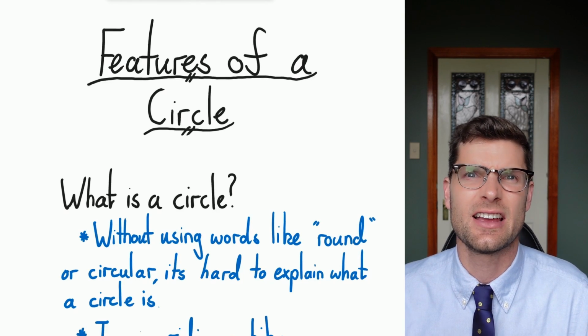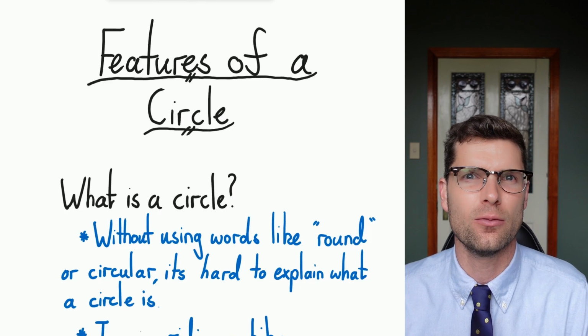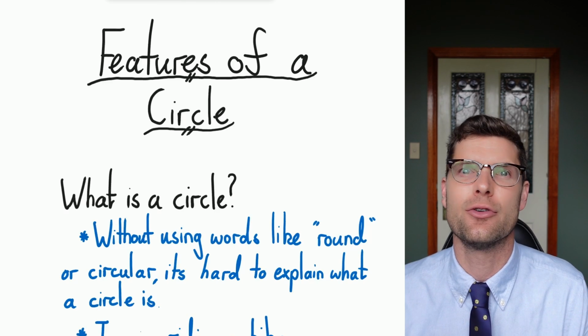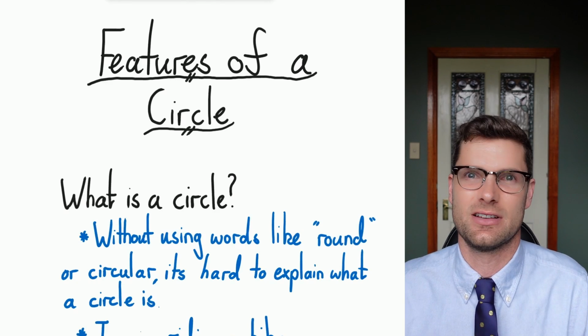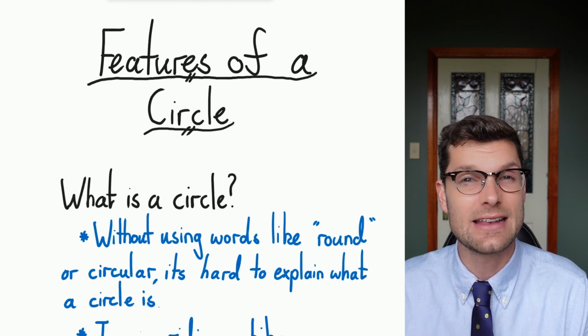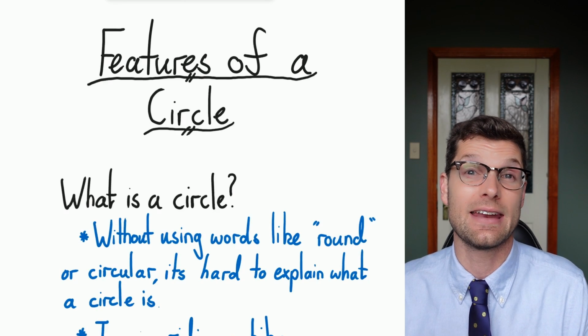So the first thing we're going to do is actually try and work out what a circle is. It's a really hard thing to define without using words like round or circular, okay? We know what it looks like, it's just a circle. But being able to define exactly what it is going to help us out in the long run.